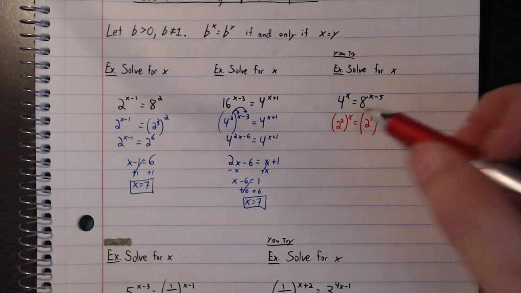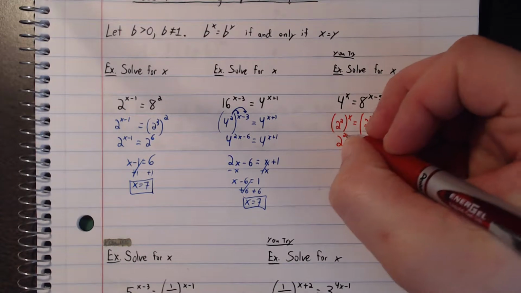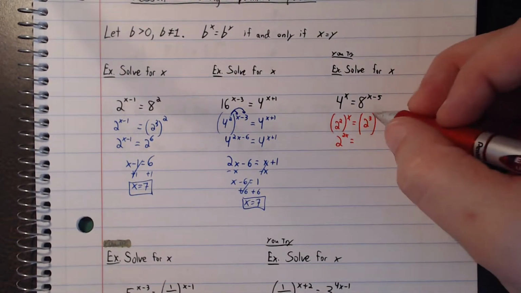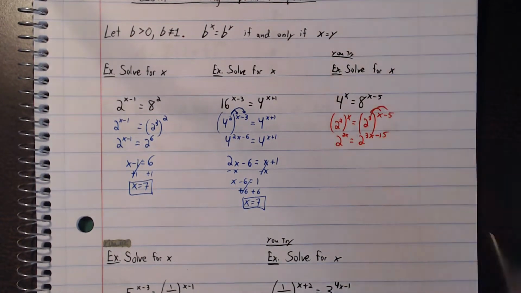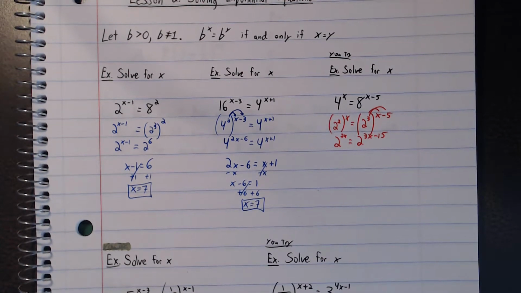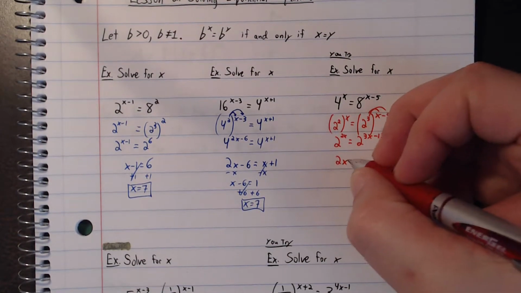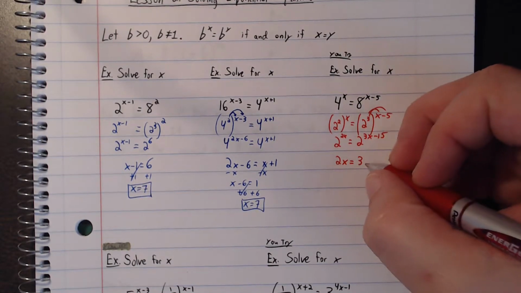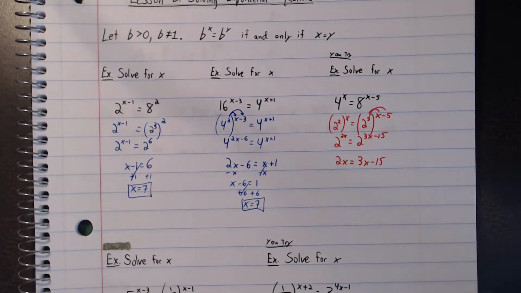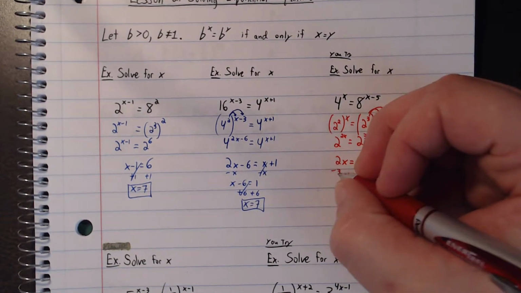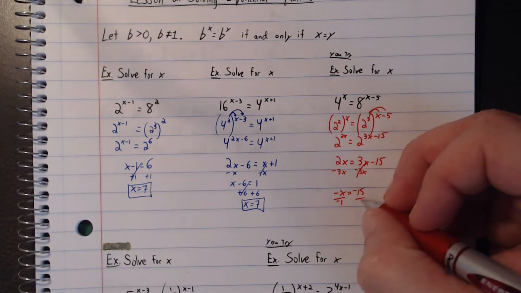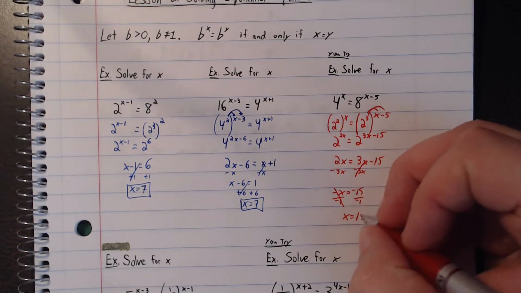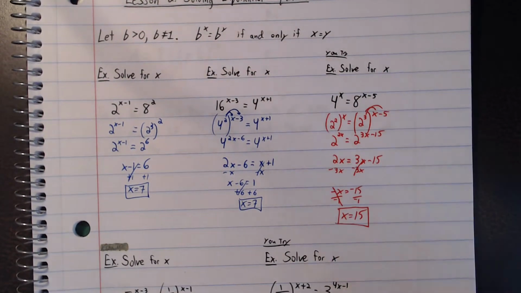So this is going to give me 2 to the power of 2x on one side. We have to distribute on the other side, so we get 2 to the power of 3x minus 15. Now that we have the same base, we can basically get rid of those, and we'll work with the exponents. 2x and 3x minus 15. If I subtract 3x from both sides, we get negative x equals negative 15. We'll divide by negative 1, and we get 15 for our solution. Did you get 15 for your solution? I'm hoping so, because these are pretty easy.